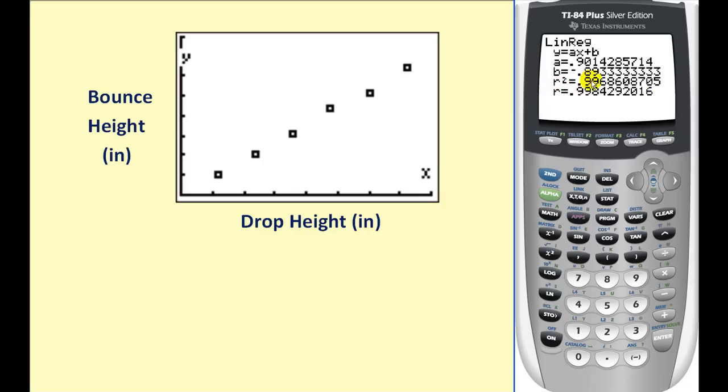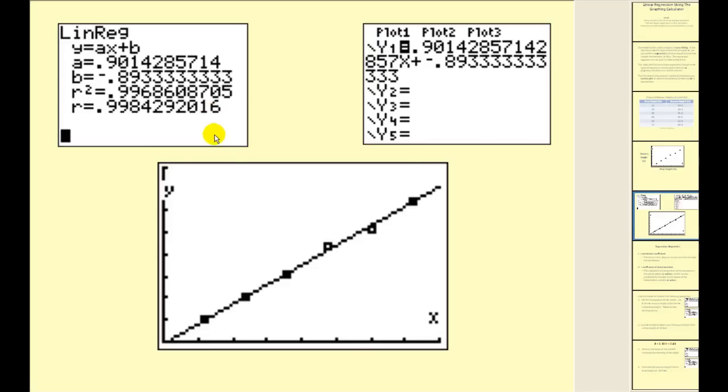But if for some reason these did not show up on your graphing calculator, you can turn the diagnostics feature on by pressing second 0 for catalog, and then press D, which is right here. Scroll down to Diagnostics On, press Enter, and then Enter again. Now if you run it, they will show. We'll talk about what they mean in more detail in just a moment. So this screen shows what we just found on the graphing calculator.